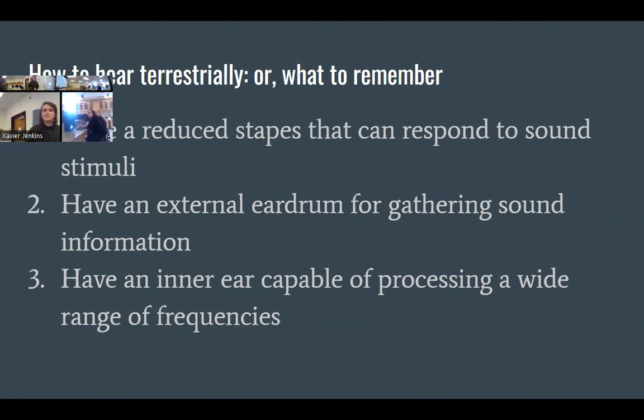But this is the crux of what to remember about this talk. I talked to you a lot about random stuff, but mostly this is how you hear terrestrially. You need a stapes, or an ear bone, that is light and can respond to sound stimuli, because a fat ear bone isn't going to vibrate to sound. You need an external eardrum, like ours, or like a lizard's, that can gather sound. And you need an inner ear that is capable of processing a wide range of sound frequencies.